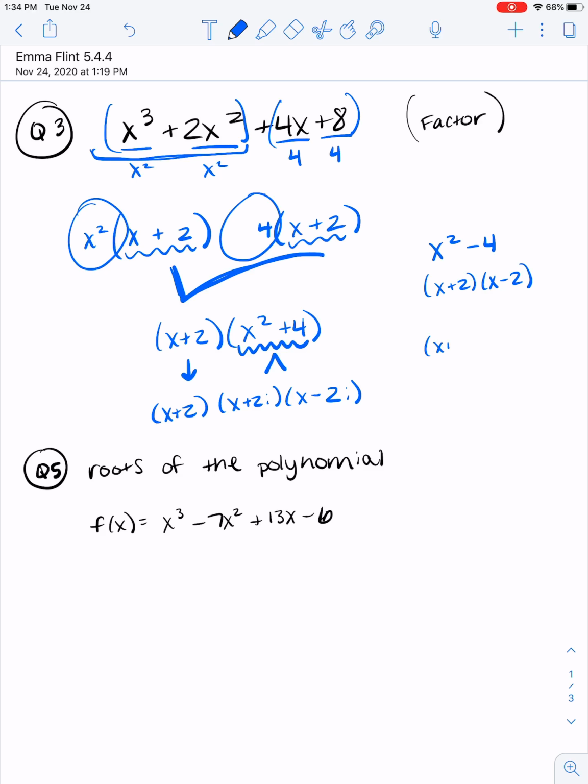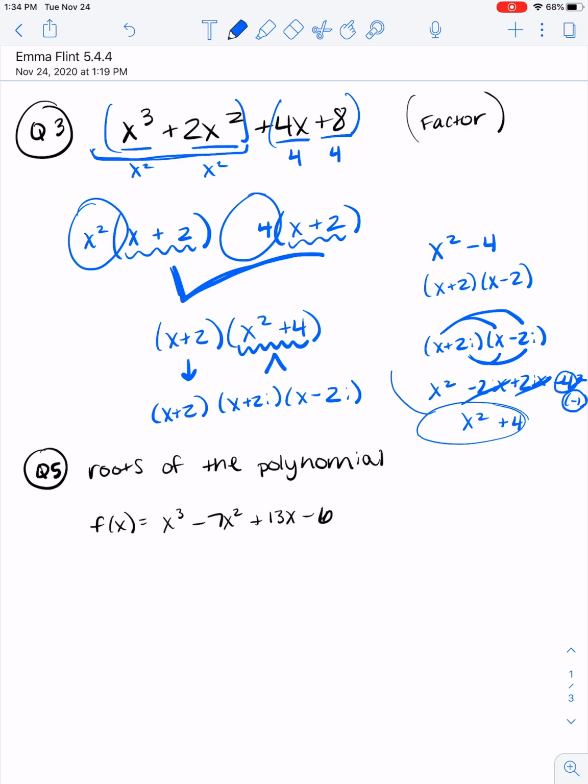Off to the side over here, if I were to FOIL x plus 2i and x minus 2i, I would have x squared minus 2ix plus 2ix, so those cancel, and then minus 4i squared. We know that i squared is -1, so when I multiply -4 and -1, I end up with positive 4. That's why I can factor x squared plus 4 as x plus 2i and x minus 2i, okay? And so that's your final answer. That's the complete factorization of that problem.